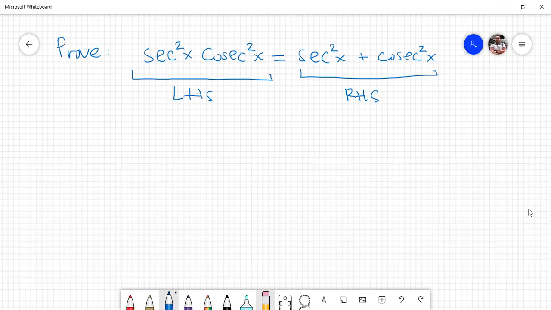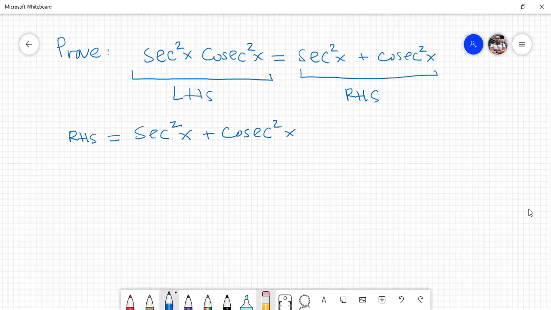Now, for this, I prefer to take the right-hand side. Usually in trigonometric identities, they normally put the complicated or unique expression on the left-hand side. But as I told you before, sometimes they will put it on the right-hand side. So for this, I will choose the right-hand side, which is secant square x plus cosecant square x.